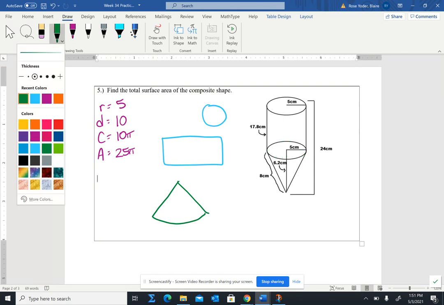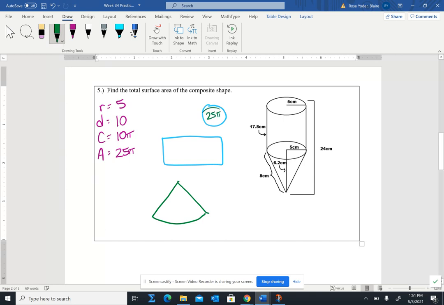So let's take a look at what that circle area is. We already found it. It's 25 pi. Now let's take a look at the cylinder. It has a height of 17.8. And then remember that we use the circumference to figure out the base of the rectangle. So the circumference is 10 pi. So if I multiply 17.8 by 10 pi, I get 178 pi.